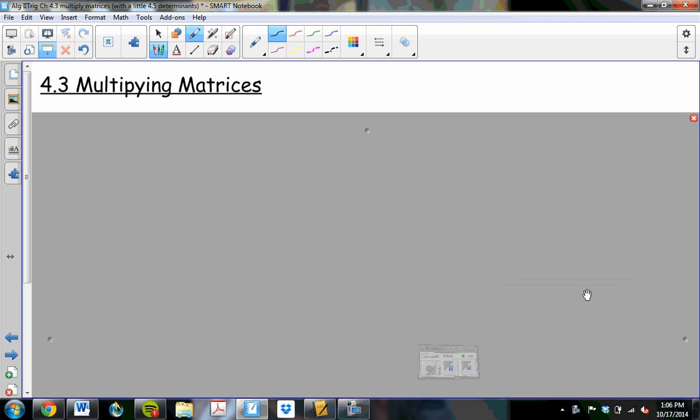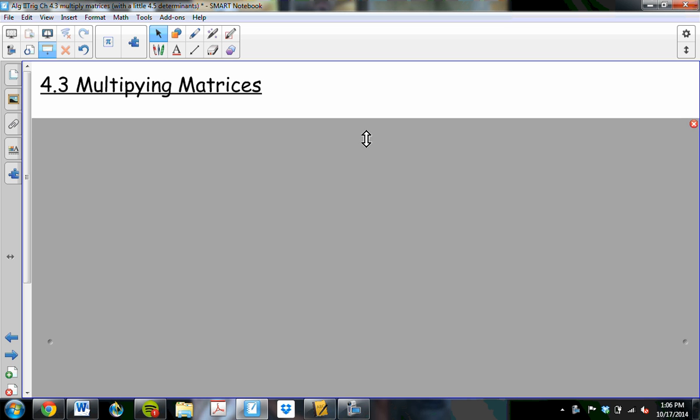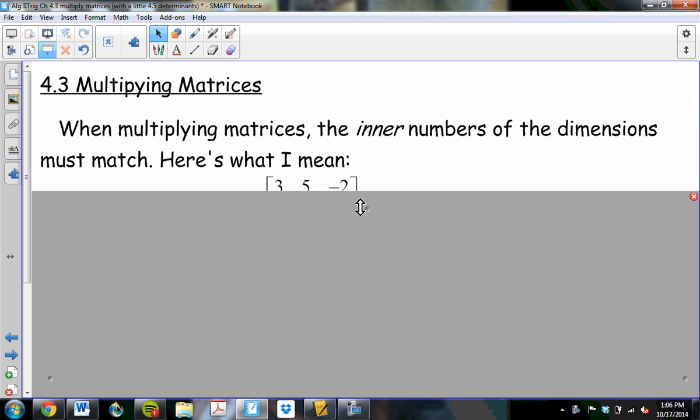Video on Algebra Chapter 4, Section 3. We're going to talk about multiplying matrices. We've done adding and subtracting, and we've defined matrices in general. Before we actually do the multiplying of matrices, we have to figure out what you can and can't multiply with matrices. With matrices, the multiplying rules are a little bit more specific than in general.